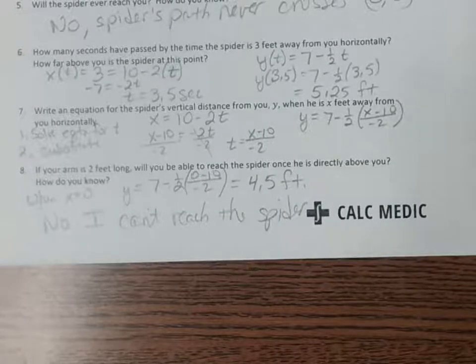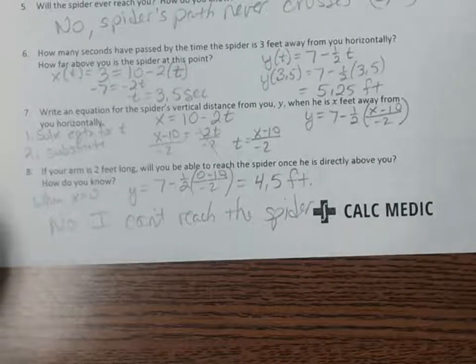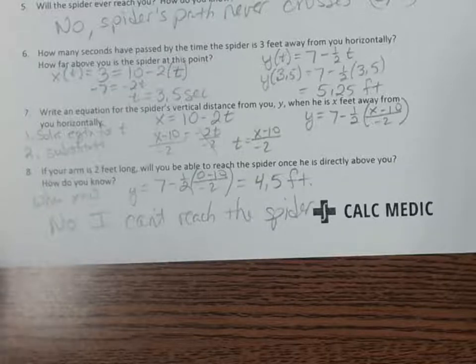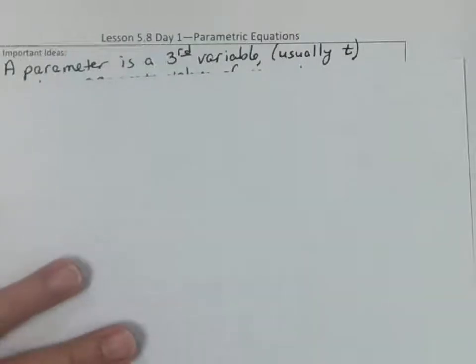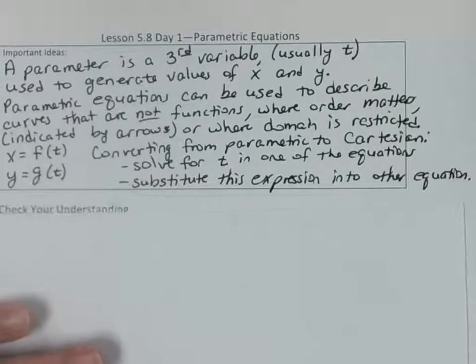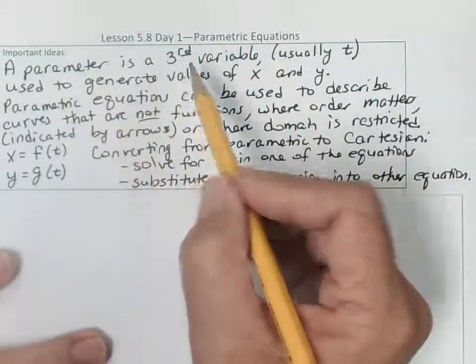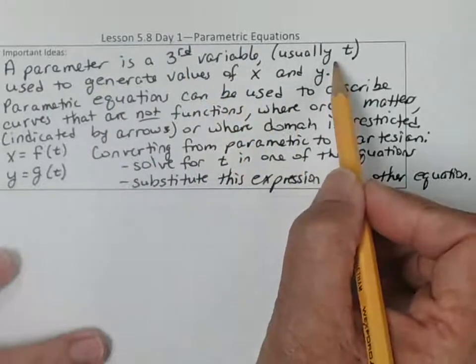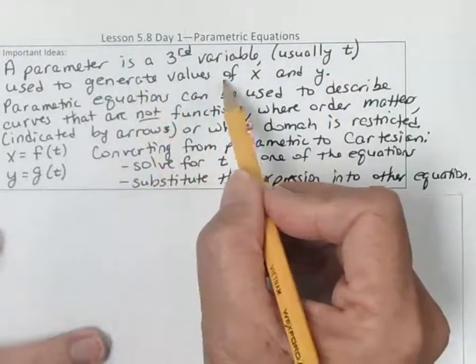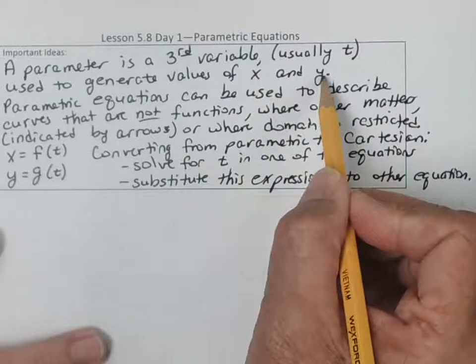And know this, as long as the spider continues on its own path, I will be fine and not have to interact with it. Okay, let's turn over and get some key ideas here. I've got these written out for us already, so you might want to pause it. The key concepts or key ideas with parametric equations is that a parameter is the third variable, and usually it's t for time, used to generate values for both x and y.